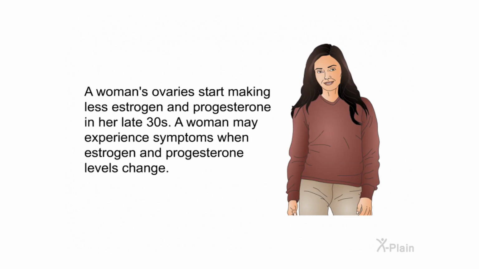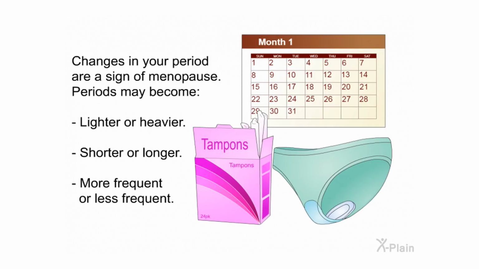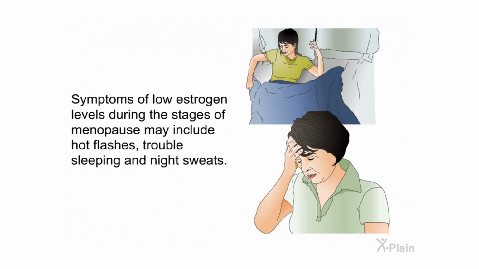A woman's ovaries start making less estrogen and progesterone in her late 30s. A woman may experience symptoms when estrogen and progesterone levels change. Changes in your period are a sign of menopause. Periods may become lighter or heavier, shorter or longer, more frequent or less frequent. Symptoms of low estrogen levels during the stages of menopause may include hot flashes, trouble sleeping, and night sweats.